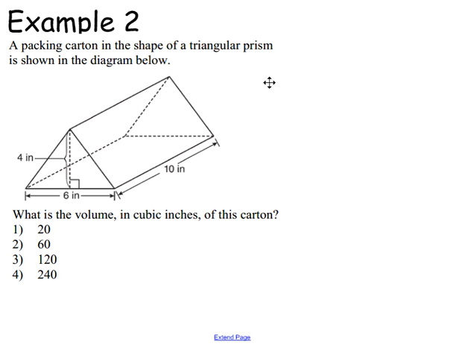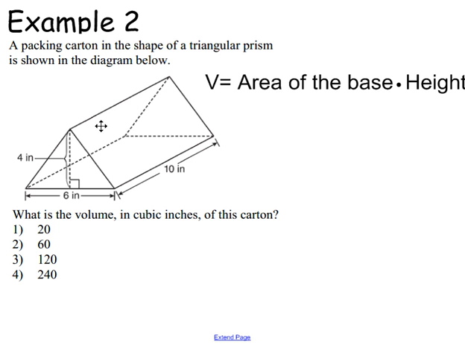So the formula says area of the base times the height. Well, the base is a triangle. See that? The triangle is the base, not this rectangular part. Because remember, the bases are parallel to each other. That's how you know that the base is the triangle, because the bases are supposed to be parallel in a prism.